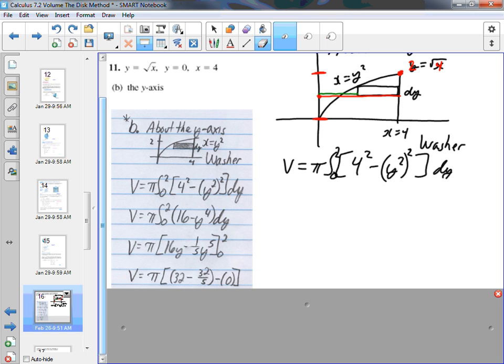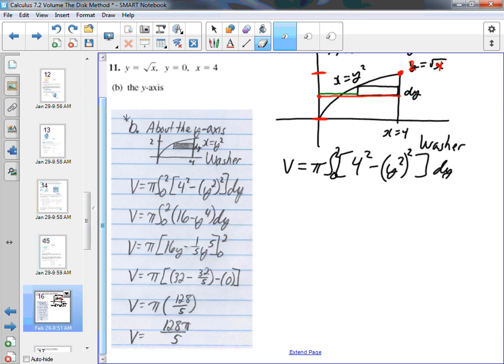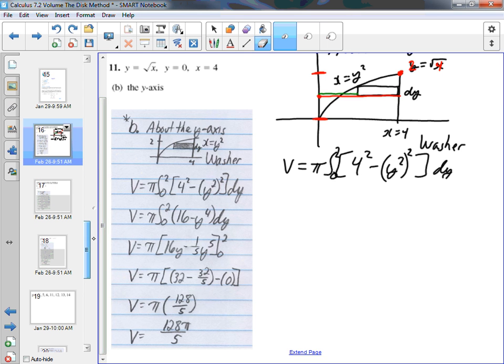All right, go ahead and do this on your calculator. And 32 minus 32 fifths turns out to be 128 fifths. So most often we write that as 128 pi over 5. Well, that seemed less than horrible. Questions?